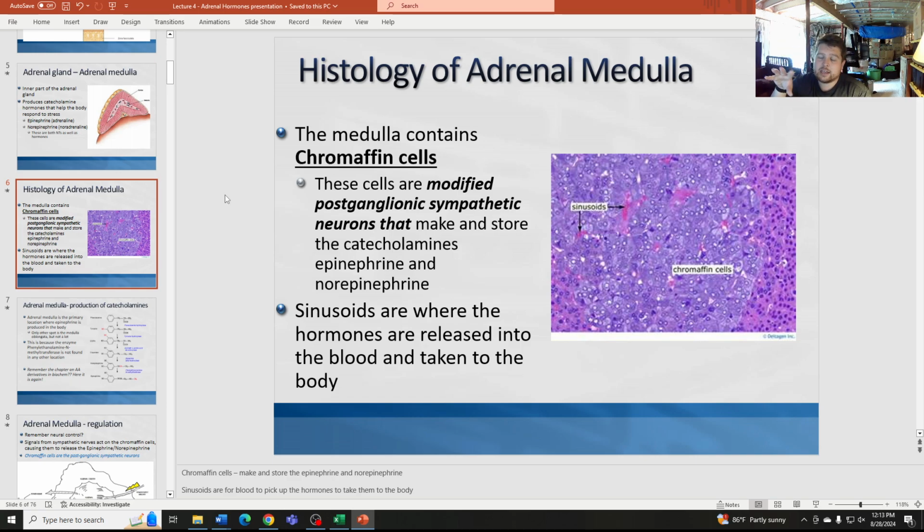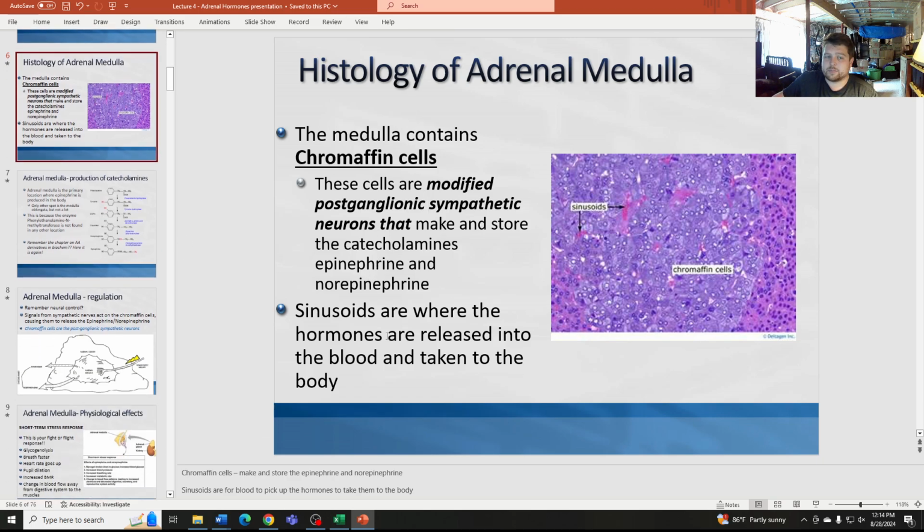Amongst all of those cells, we have these sinusoids. It's where the vessels are coming through, and that's where those hormones are going to be released into the blood to be taken out to the body. So things we want to remember: chromaffin cells, what they are and what they do, and then they deposit their hormones into these sinusoids.